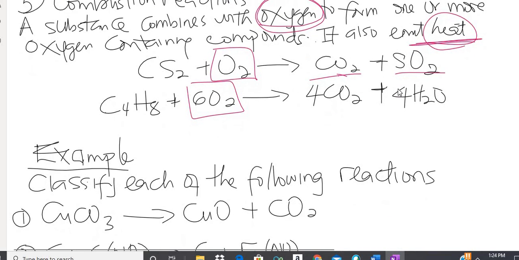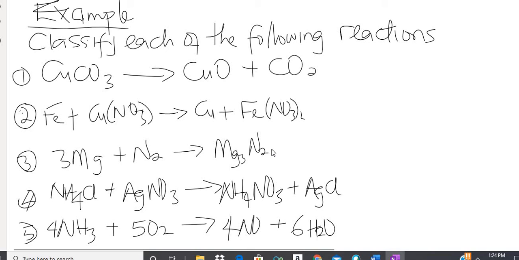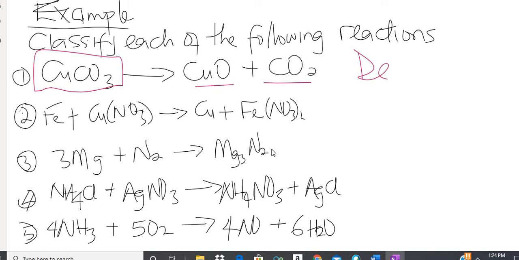So let's take a look at examples to practice and check what we've done so far. Classify each of the following reactions. We have 5 reactions here. Number 1, we can see that we have 1 reactant and 2 products. So this fits into the description we have for a decomposition reaction.